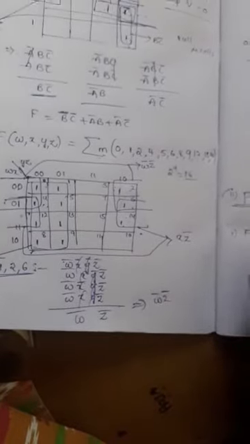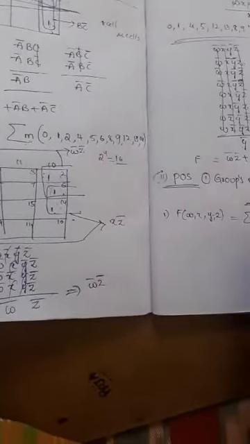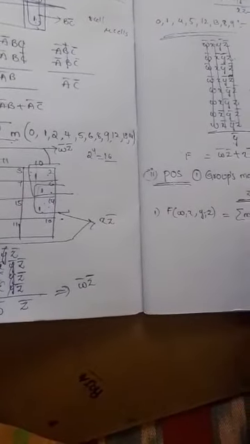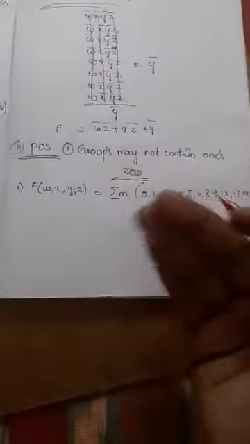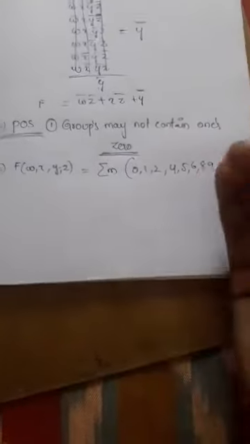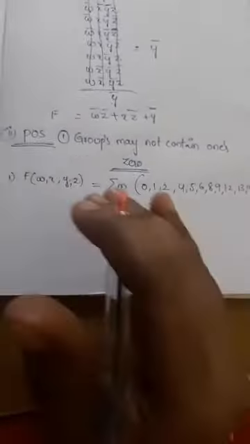Like this way, I can take one example here in product of sum. You can understand easily. The same problem I can take it here: F of WXYZ is equal to summation of m 0, 1, 2, 4, 5, 6, 8, 9, 12, 13, 14. Right? So this is our problem. The problem may be given like this. So this is our actual problem, but this problem can be solved by using product of sum.